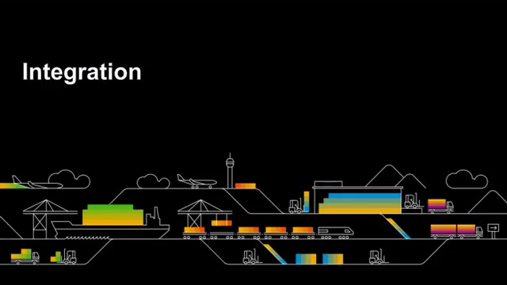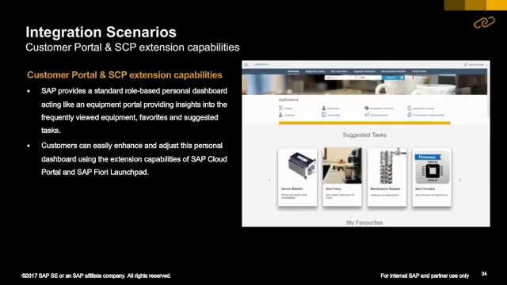Agenda item number 3, integration. Because AIN is built in the SAP Cloud Platform, standard SCP integration tools can be used for extending its capabilities. This can include enhancing the user interface, such as the standard personal dashboard, with displays, frequently viewed equipment, favorites, and suggested tasks.